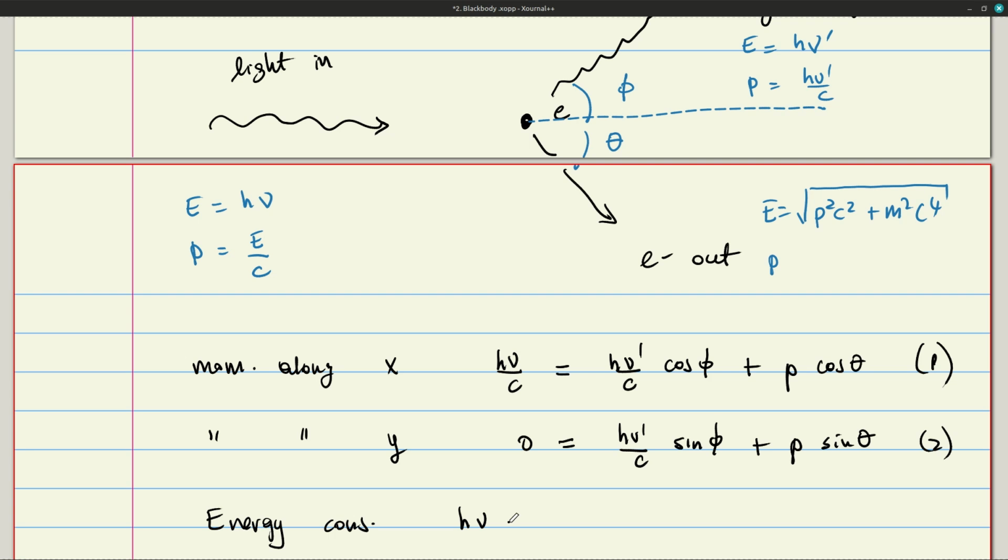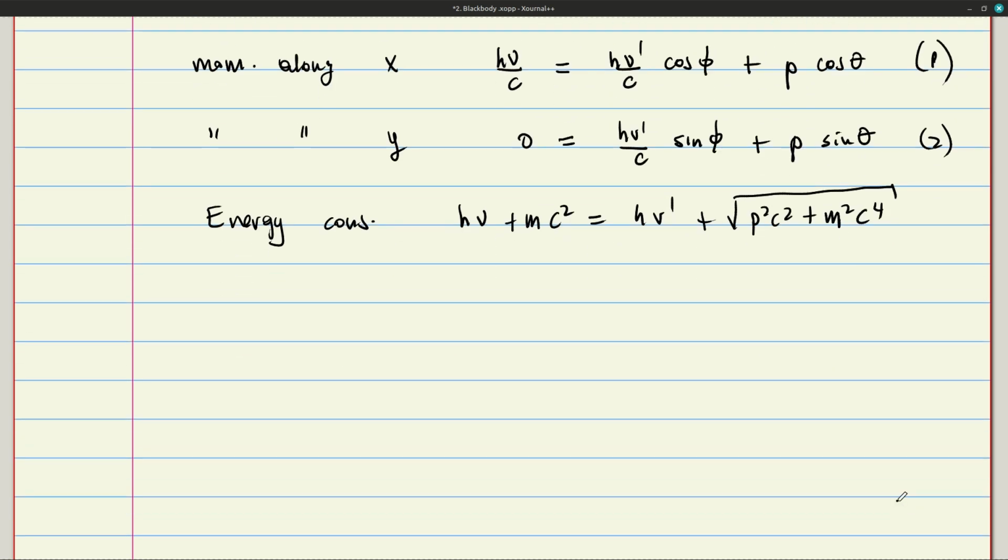mc squared. Yes, thank you. So this is mc squared, the rest energy of the electron. And after the collision, we have h nu prime plus p squared c squared plus m squared c to the fourth. And this is equation number 3.